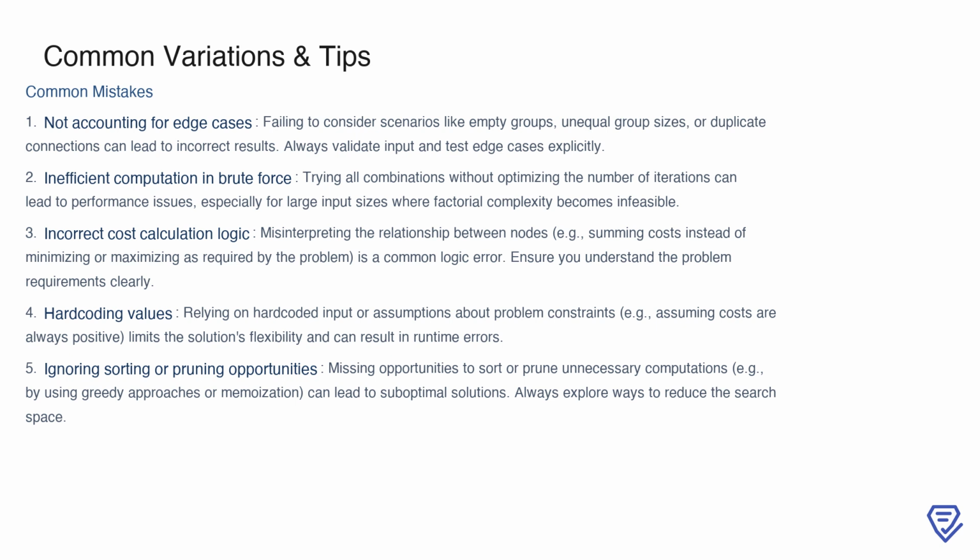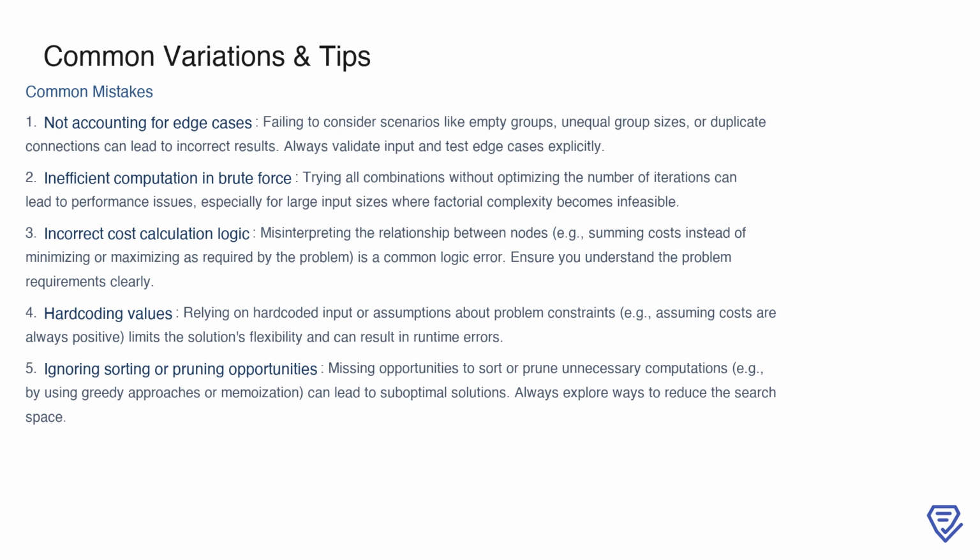Next, inefficient brute force computation is another pitfall. Trying all possible combinations without optimizing the number of iterations can lead to performance issues, especially for large input sizes where the factorial complexity becomes overwhelming. Another frequent mistake is incorrect cost calculation logic, such as summing costs when the problem requires minimizing them. Misunderstanding the relationship between nodes or the problem's requirements can lead to logical errors, so it's critical to have a clear understanding of what's being asked.